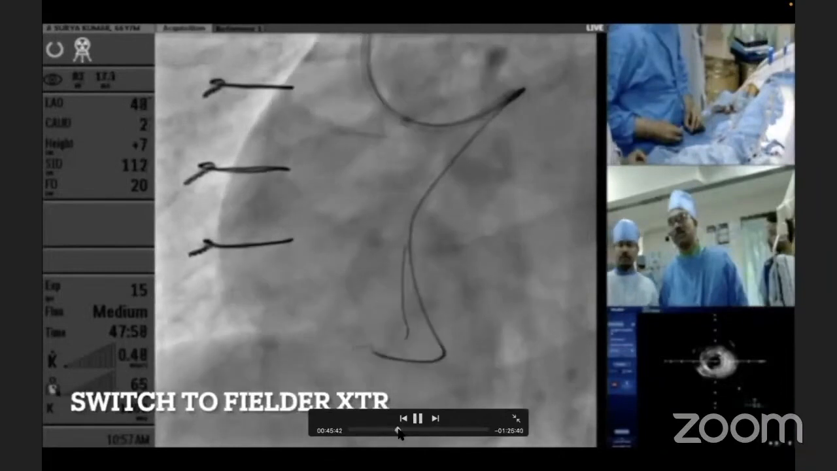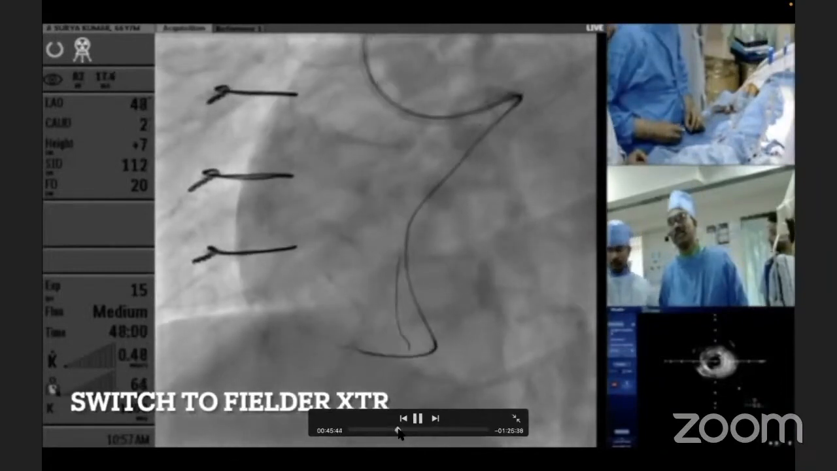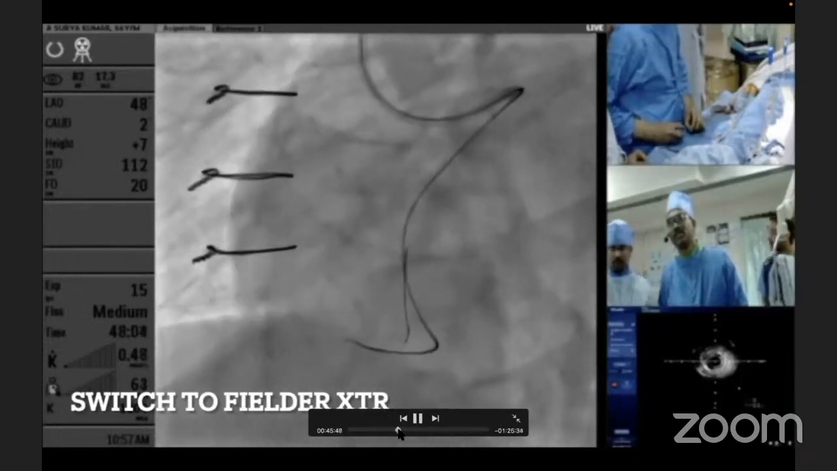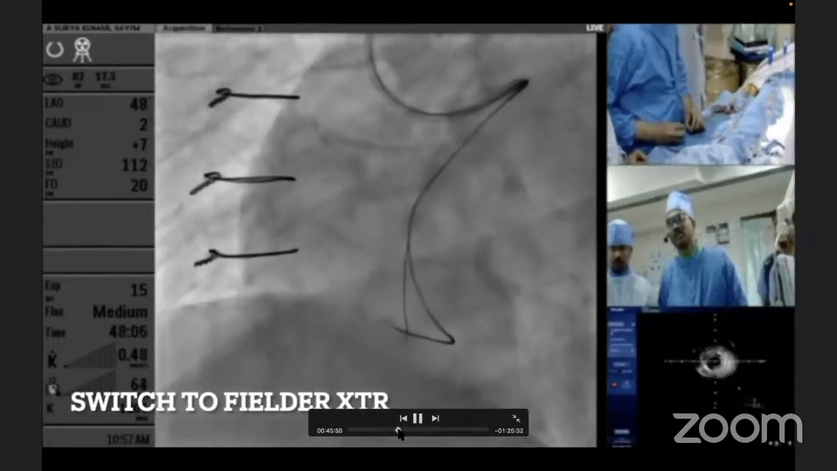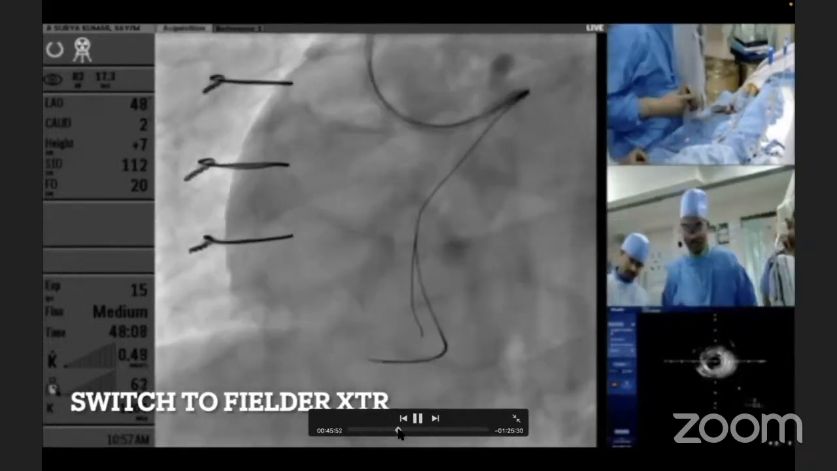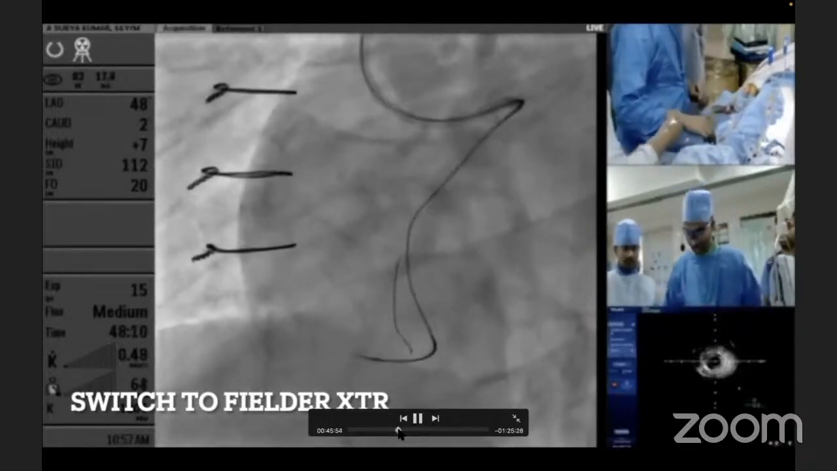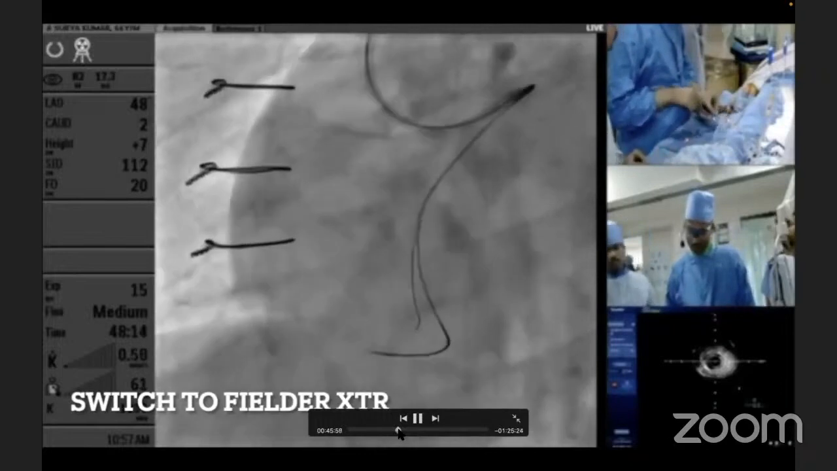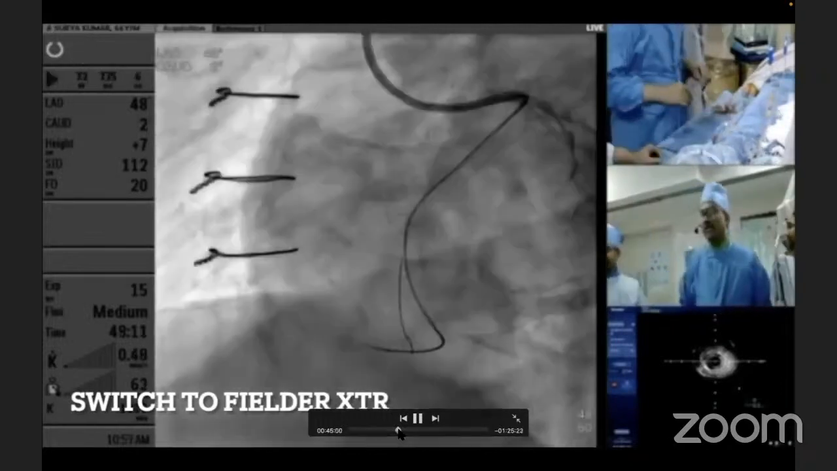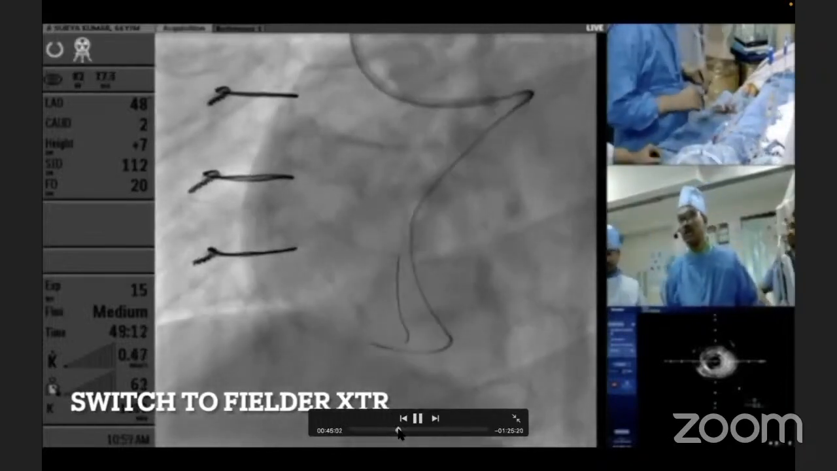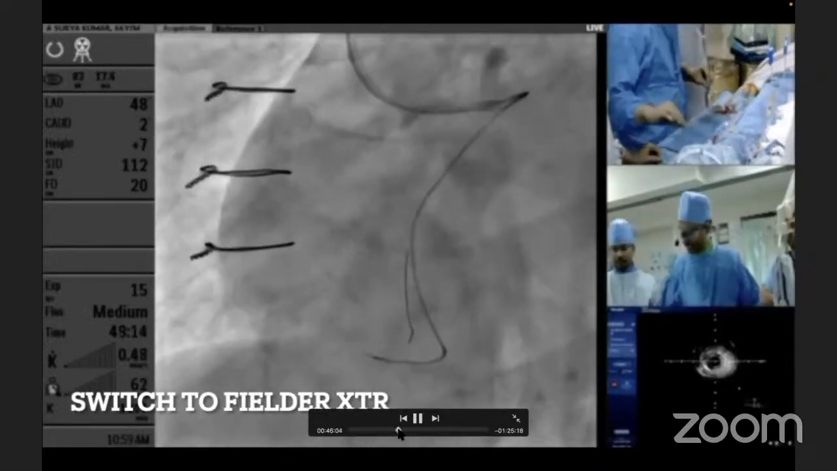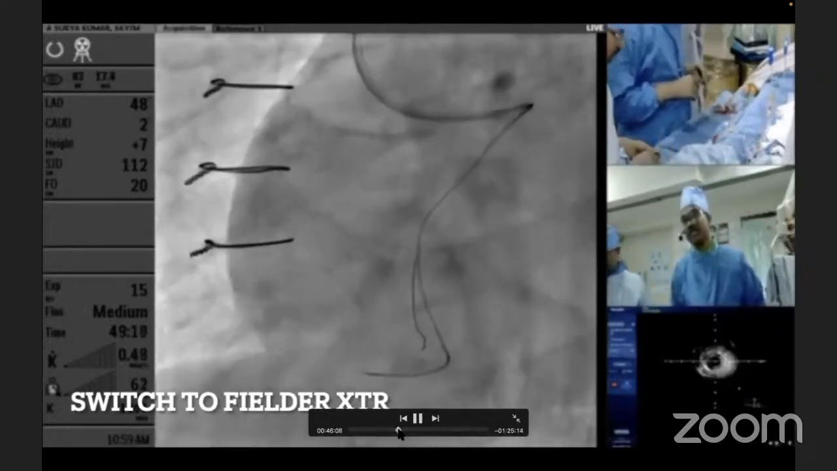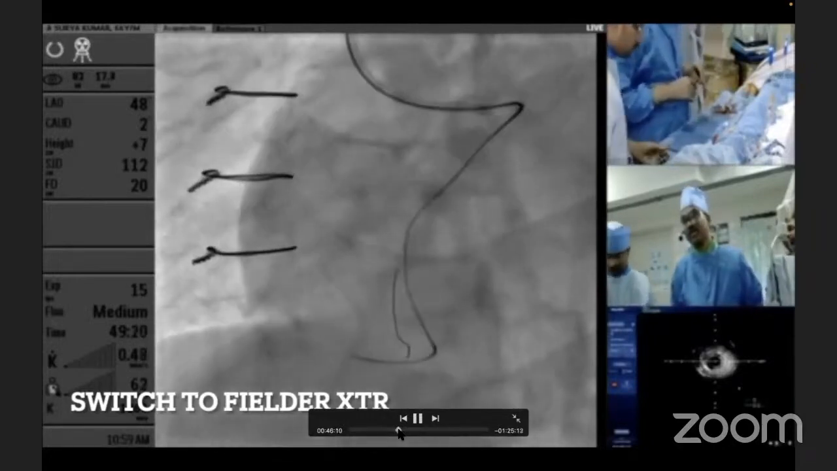Now the Corsair is almost at the crux. I am switching my wire to Fielder XTR because I just want to try and track some microchannel if it is present. I think this septal is basically joining at the junction of PD and PLVB.